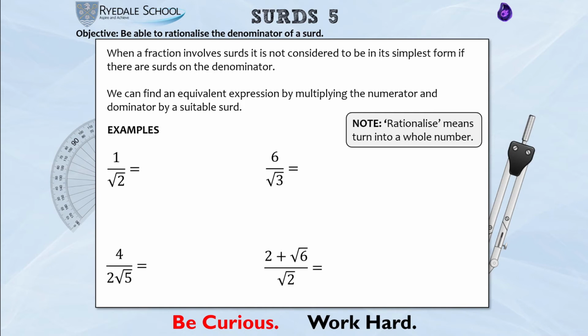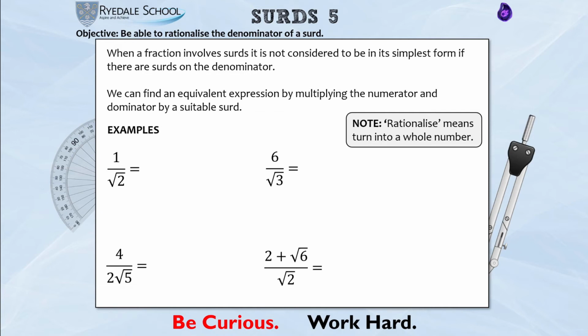Now that word denominator is something we should be familiar with. We have numerators and denominators in fractions. The word rationalise means making a number a whole one. Remember, a surd can also be called an irrational number. So if we have a fraction that involves surds and there is a square root in the denominator position, this is not considered to be in its simplest form.